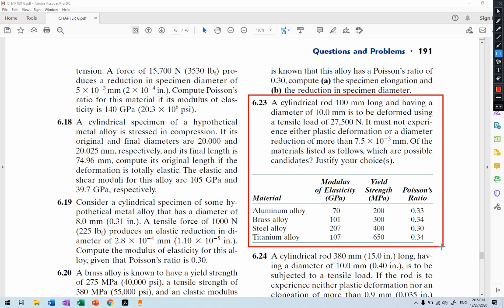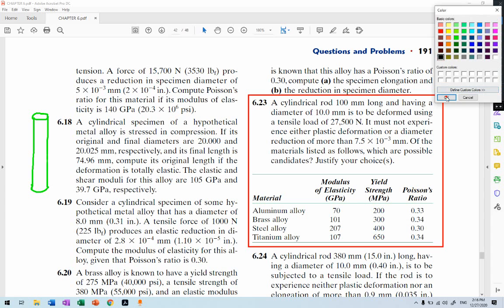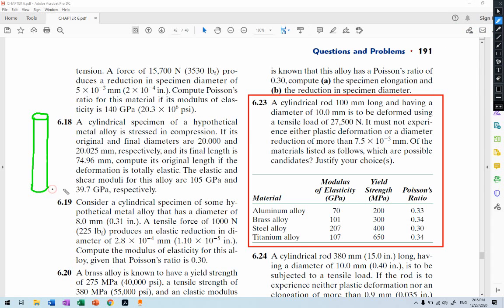The problem says that a cylindrical rod 100 millimeter long and having a diameter of 10 millimeter. So we have a cylindrical rod where the diameter and the length are given to us. This is the diameter, the length of it is 100 millimeter, and the diameter is 10 millimeter.